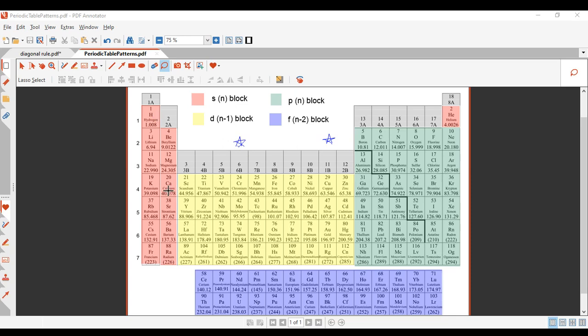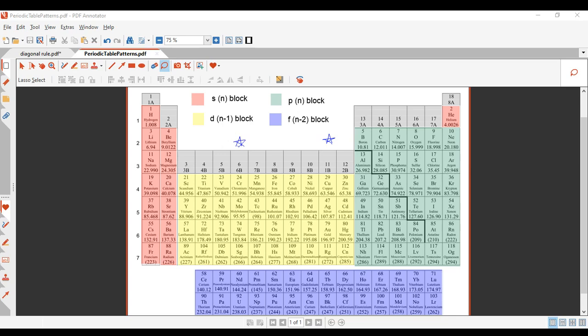If we look at calcium, calcium's in the fourth period. It will end in 4s2 since it's in the second group of the S block. Cesium will end in 6s, and since it's in the first group, 6s1.